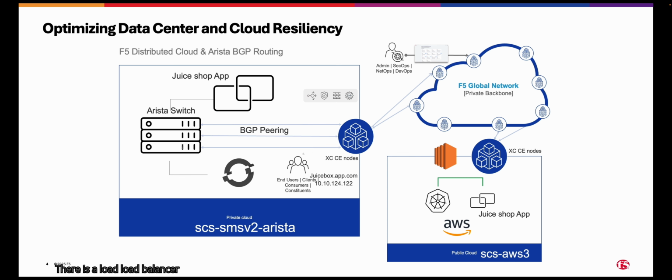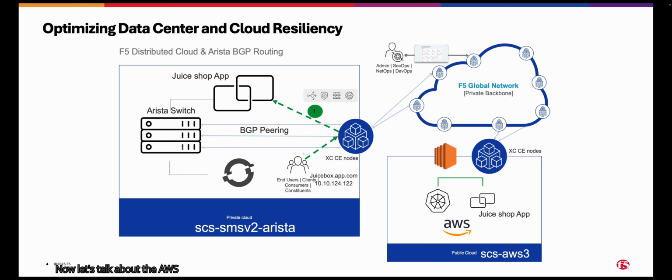There is a load balancer which is configured on the CE cluster with the IP 10.10.124.122. This IP is propagated to the Arista switch, which directs local traffic to the application server in the data center. By keeping the traffic local, users benefit from the lowest possible latency.